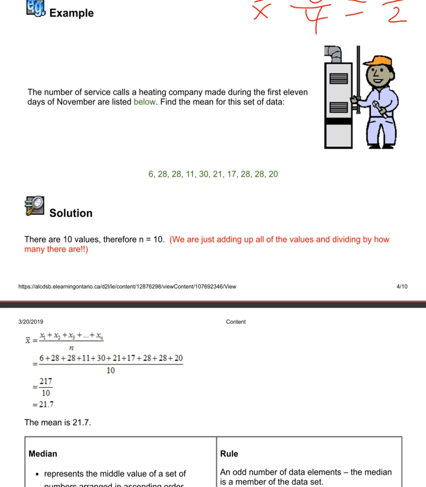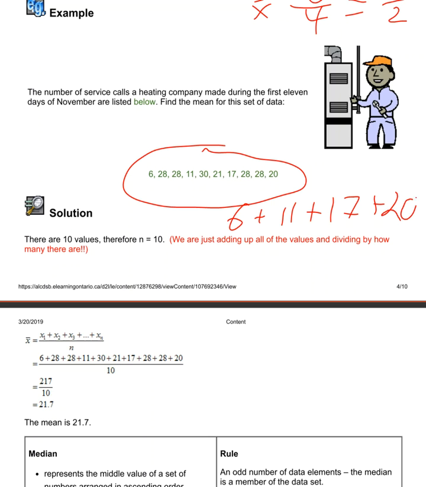Right here we see all these numbers. The first thing we want to do when we have a number set, just something to get used to, you don't have to do it for me, is put the numbers in order from least to greatest, so we get accustomed to doing that. So with this data, you go 6 plus 11 plus 17 plus, wow, I've got way ahead of myself, 20 plus 21 plus all the 28s. You've got to make sure you write them all down. I don't have a lot of space, but that's how we'd write it.